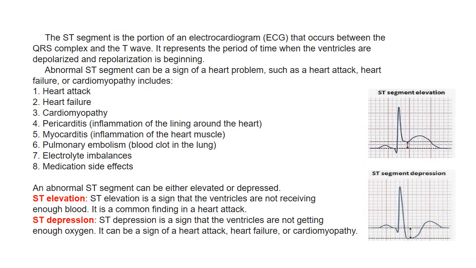The ST segment is the portion of an electrocardiogram, ECG, that occurs between the QRS complex and the T wave. It represents the period of time when the ventricles are depolarized and repolarization is beginning. Abnormal ST segment can be a sign of a heart problem, such as a heart attack, heart failure, or cardiomyopathy.